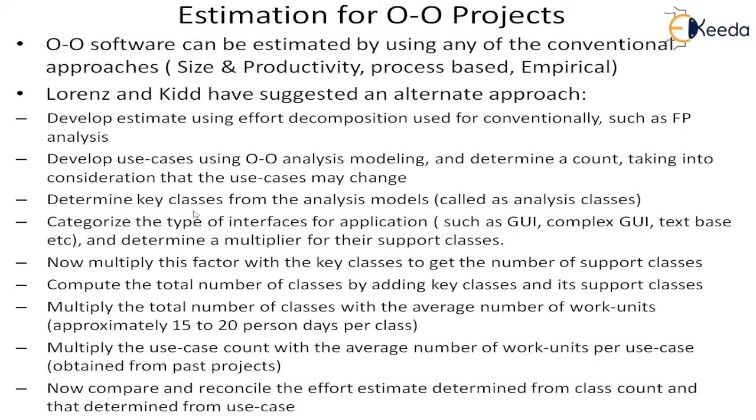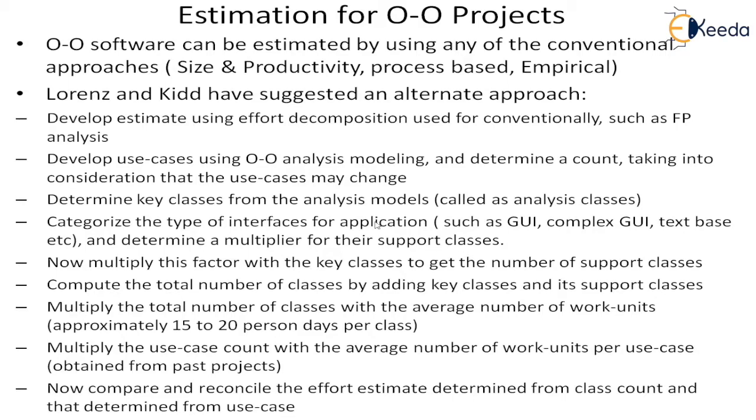Then determine key classes from the analysis model, called analysis classes. So again, we will go into the key class diagrams. Whatever classes we have been able to identify in our requirement analysis model, we will take. And from that, we will determine the key classes. That means mostly the entity classes. Then categorize the type of interface for the application, such as graphical user interface, complex, simple ones, complex ones, text-based. So all the user interfaces we will check, and then we will determine a multiplier for their support classes.